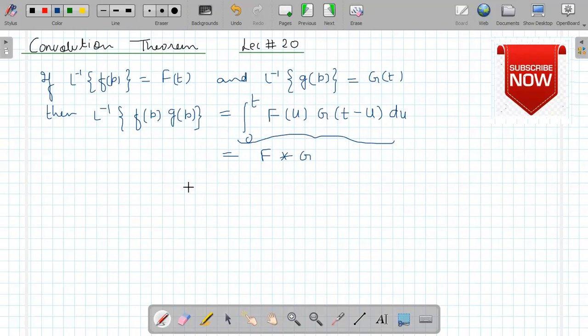Okay, so here you are given two functions F(p) and G(p). You have to identify F(p) and G(p) in the given question, and after identifying these two functions, take the Laplace inverse of both to get f(t) and g(t), and then find the Laplace inverse of the product of these two by using this formula.